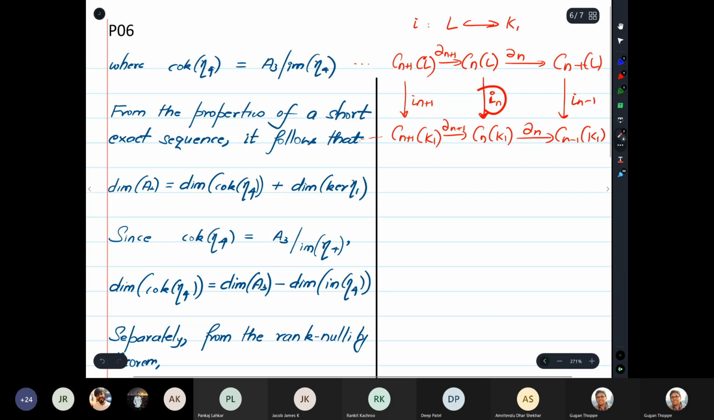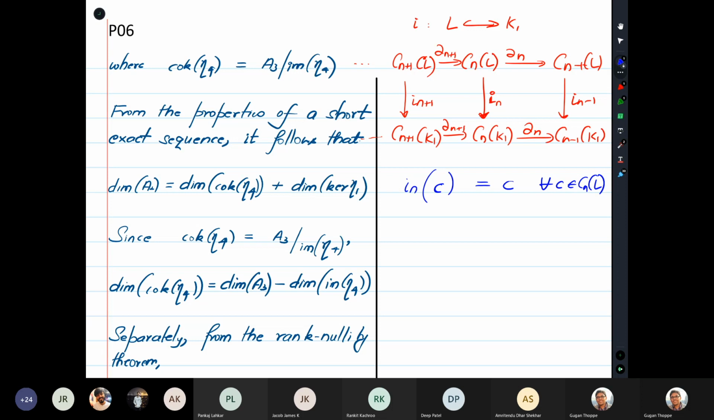And what does this map do, right? So this map takes some chain in Cn of L and maps it to C. Can one of you please justify why this definition makes sense? Please volunteer. Yes, Pankaj, please go ahead.